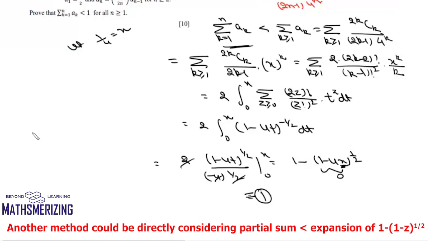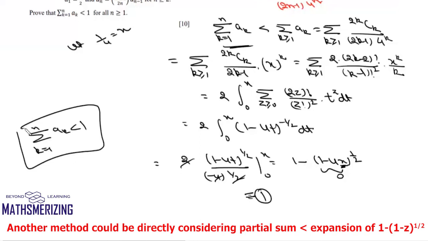So from here we can say this summation, k varying from 1 to n, of ak is less than 1 for all n greater than or equal to 1. And that is the answer to this question.